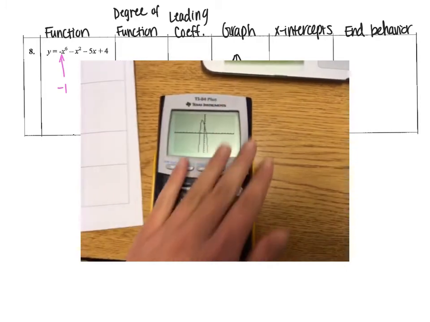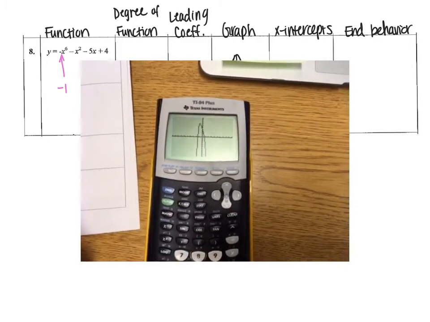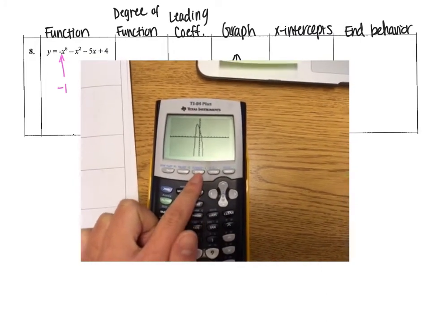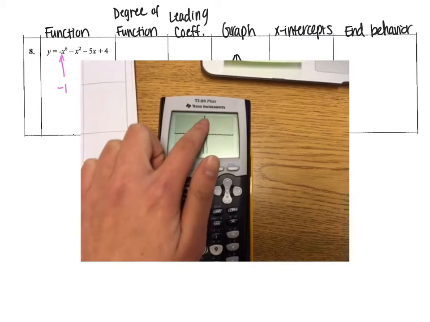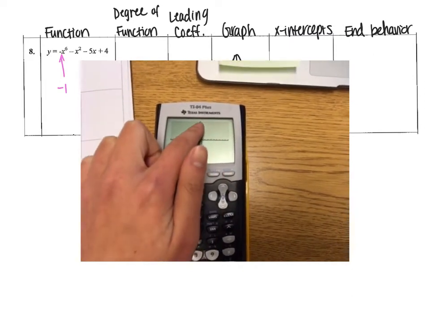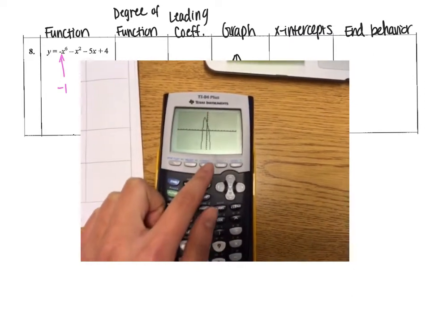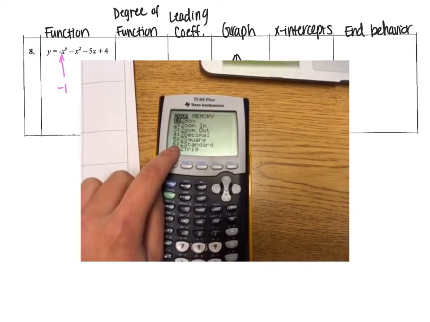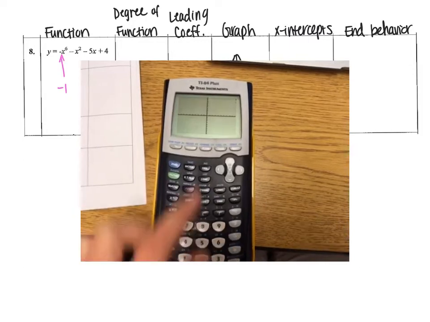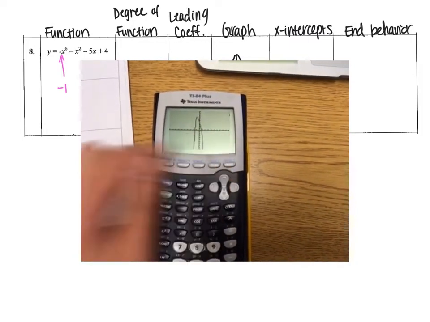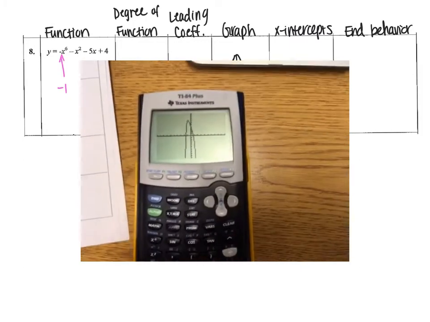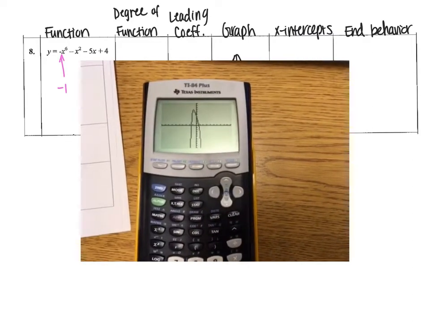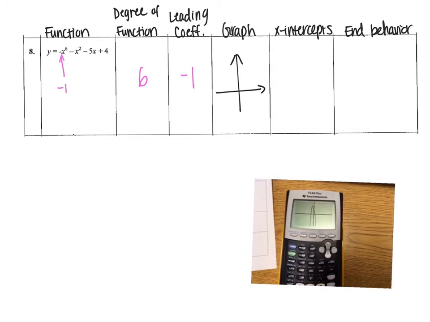By the way, if you don't have this in the right frame, you might have it zoomed in or zoomed out. So if you want to get it in this standard form, in other words 10 up, 10 over, you hit zoom, and then you choose number 6, and that will give you a 10 by 10 graph. And so now I'm going to sketch that graph on my packet. So I'm going to pause now, put this to the side here.